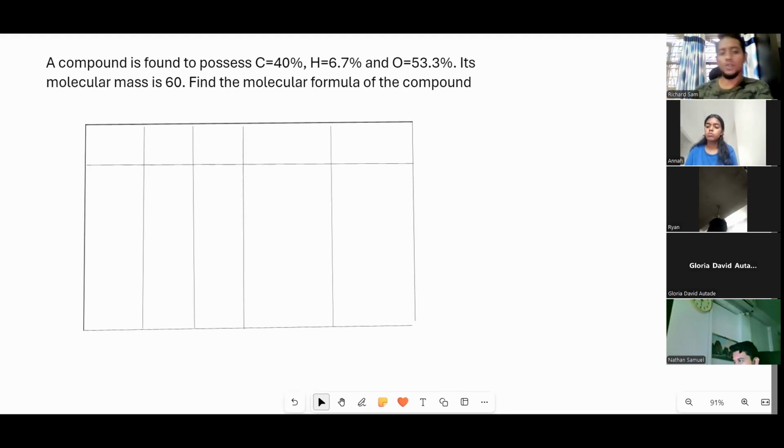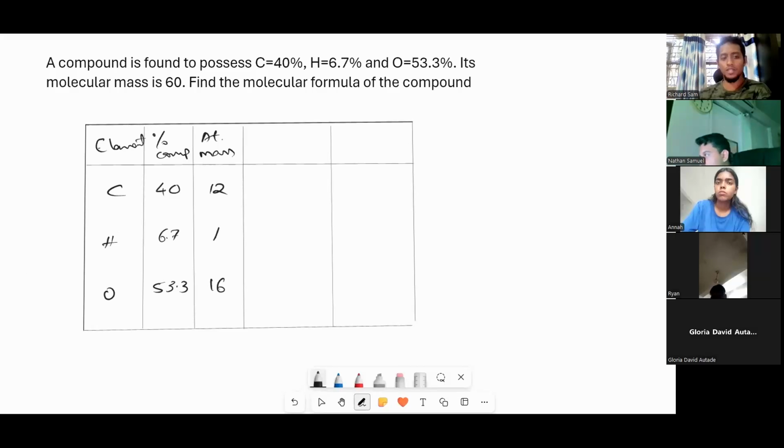Okay. Now what we're going to do right now is find the empirical formula. There's no way to directly find the molecular formula, but we can find the empirical formula. After that, we will see how to find the molecular formula. What is the question? Yeah, but what we're doing right now is not to find the molecular formula. It is to find the empirical formula. Is that clear, everyone?